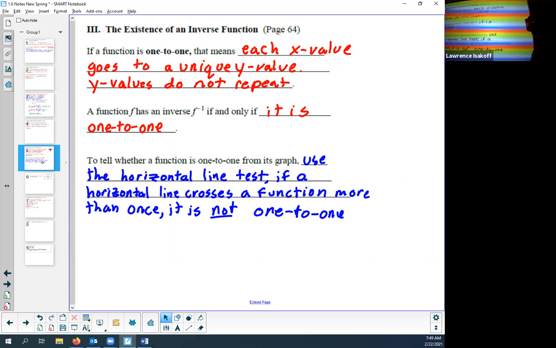So if a function is 1-to-1, that means each x value goes to a unique y value. So y values do not get repeated. A function f has an inverse if and only if it is 1-to-1. So what we end up using is the horizontal line test. If a horizontal line crosses a function more than once, it is not 1-to-1. Therefore, it does not have a formal inverse.